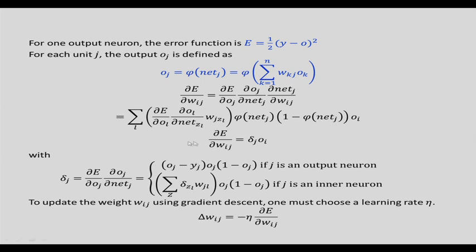Now, once you have figured this out, you know what del E by del wij is, and then you change the weights using gradient descent: delta wij equal to minus eta del E by del wij. This is the gradient, and eta is the learning factor. Small eta means slow convergence, large eta means a faster rate, and the minus sign is there because we are doing gradient descent.